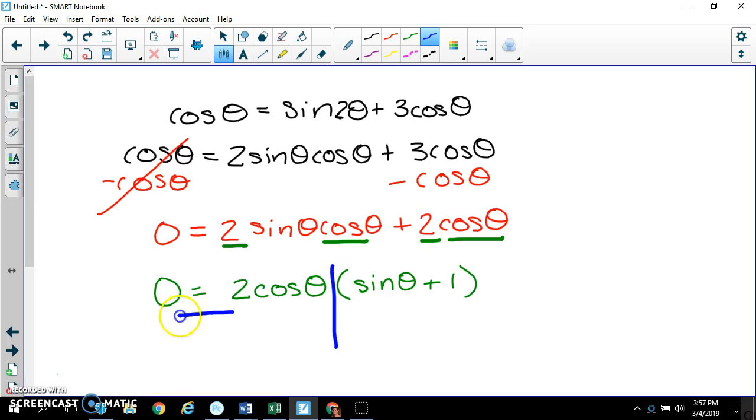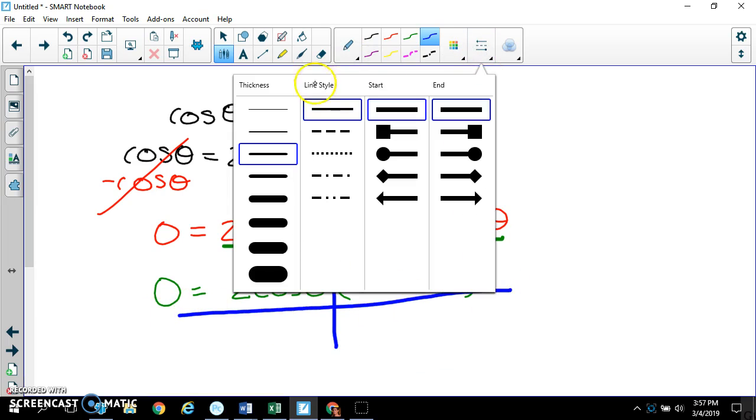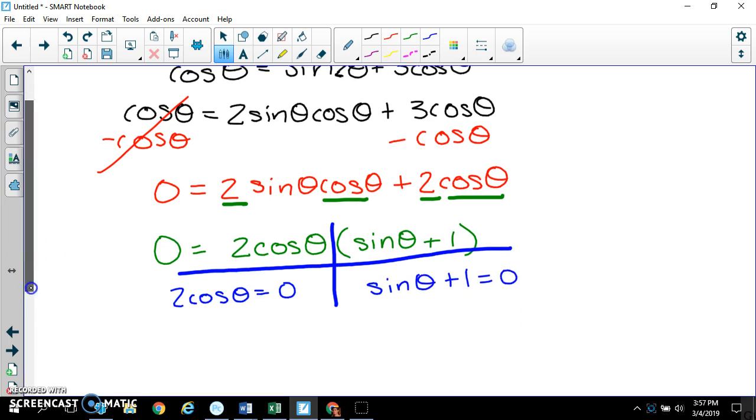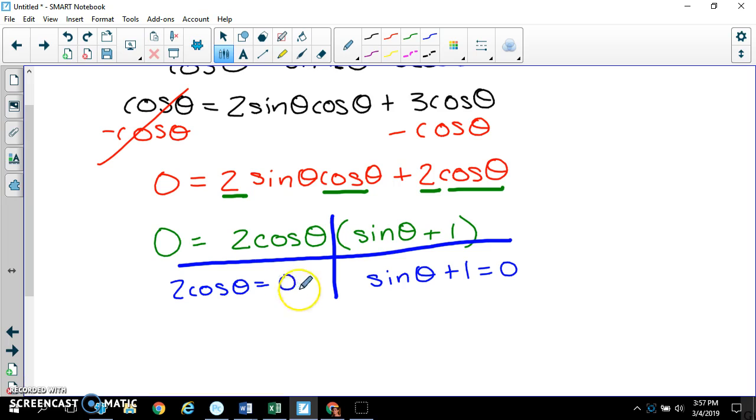Now, I'm going to set up my 2 equations right there, where I've got 2 cosine theta equals 0, and sine theta plus 1 equals 0. So when I'm solving here, I end up dividing by 2. Well, 0 divided by 2 is just 0. And for sine, I'm going to get minus 1.